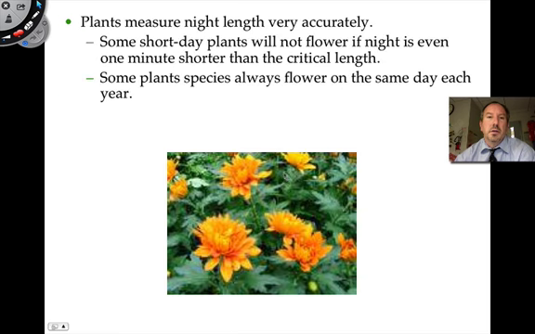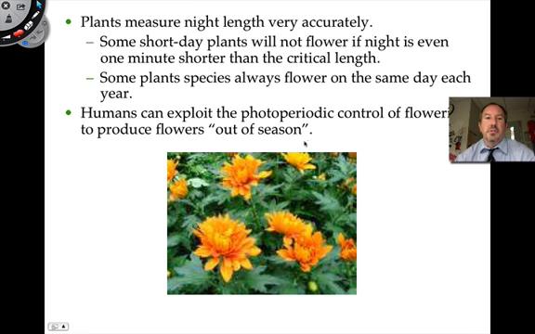And so, when you're looking at this, the measures of the night length are very important. And they have to be accurate, because it turns out that the short day plant won't even flower if it's 1 minute shorter than a critical length. Isn't that interesting? And some flowers are so sensitive that they only flower on the same day each year. I find that kind of interesting.